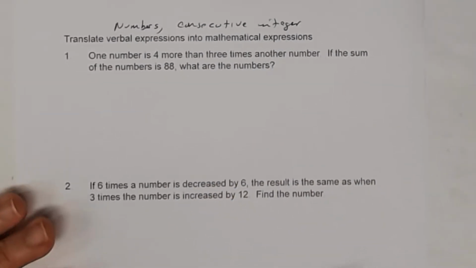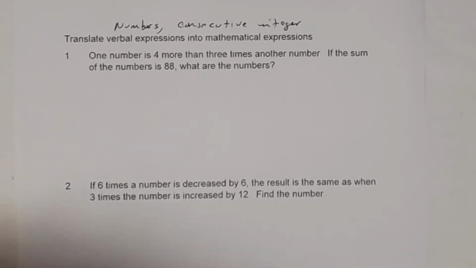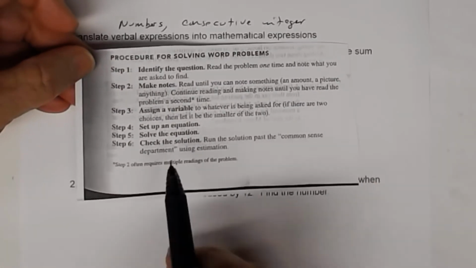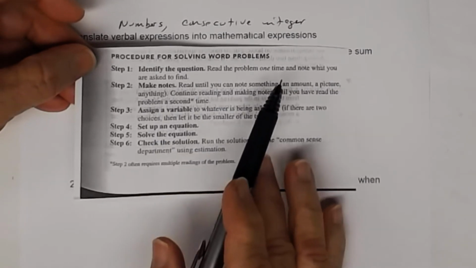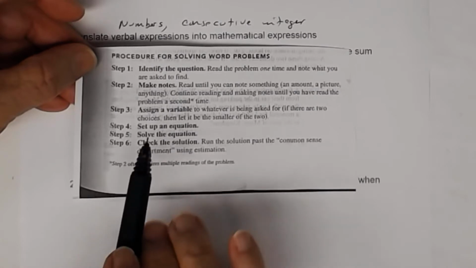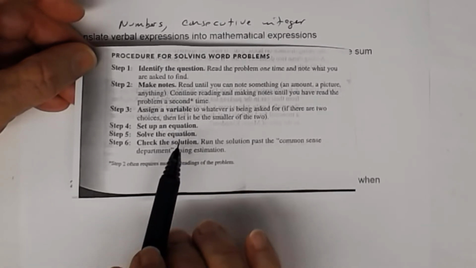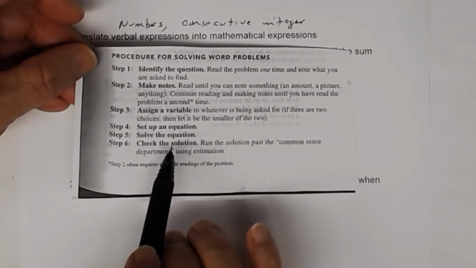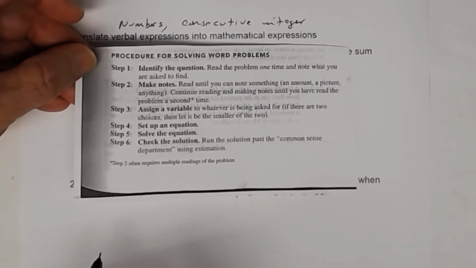All right, so let's look at number one. One number is four more than three times another number. And if the sum of the numbers is 88, what are the numbers? Remember our procedure for solving word problems: you read the problem one time and note what you're asked to find, then you make any notes, assign a variable, set up an equation, solve the equation, and then check to make sure it makes sense.